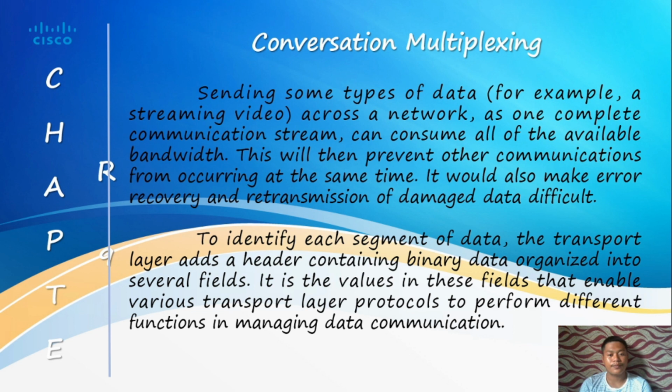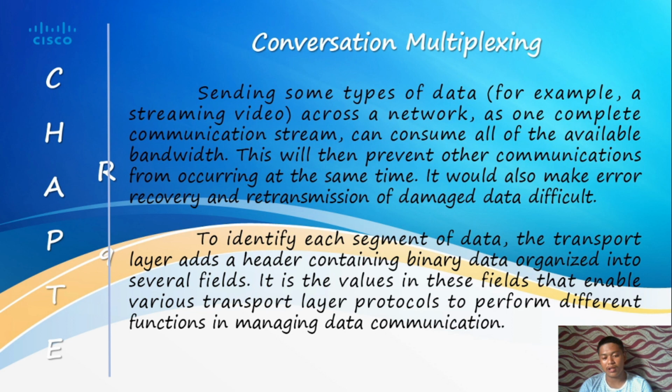Conversation multiplexing. Sending some types of data, for example streaming video, across a network as one complete communication stream can consume all the available bandwidth. This will then prevent other communication from occurring at the same time. It would also make error recovery and retransmission of damaged data difficult. To identify each segment of data, the transport layer adds a header containing binary data organized into several fields. It is the values in these fields that enable various transport layer protocols to perform different functions in managing data communication.